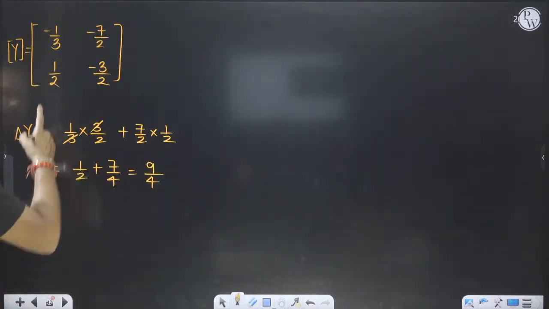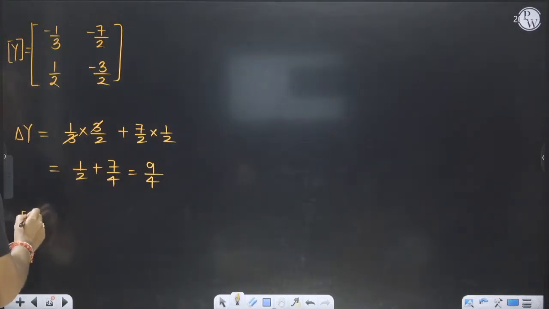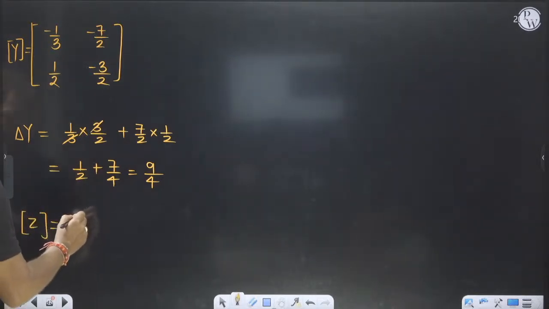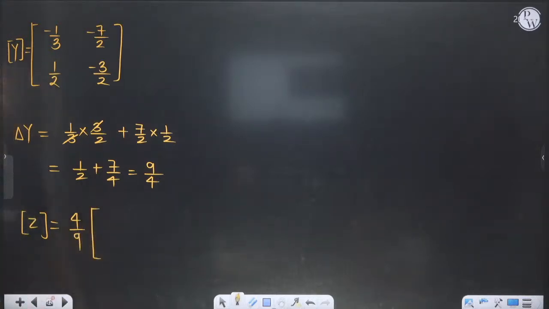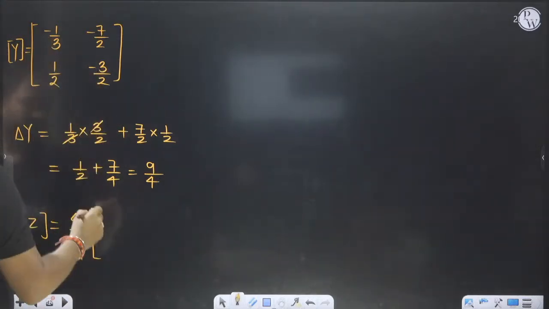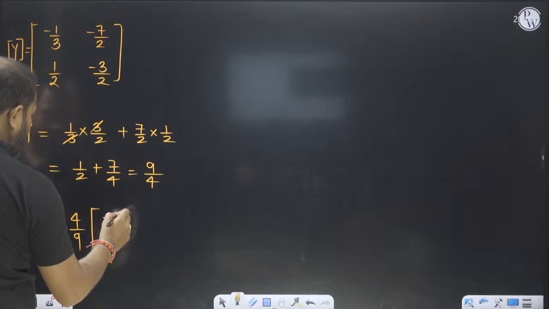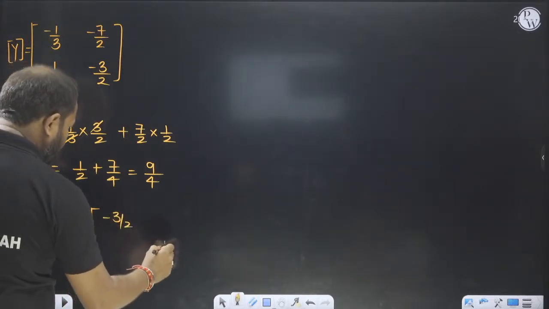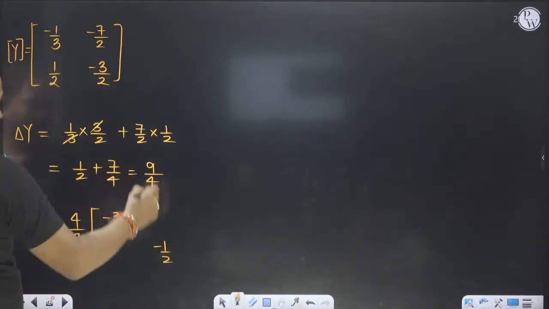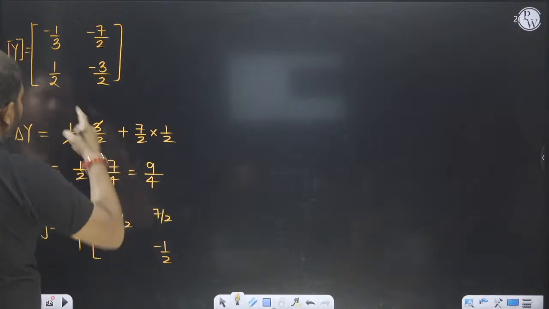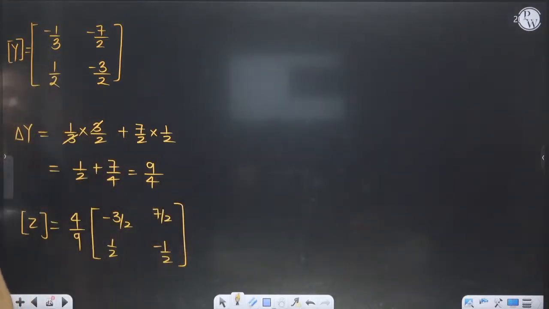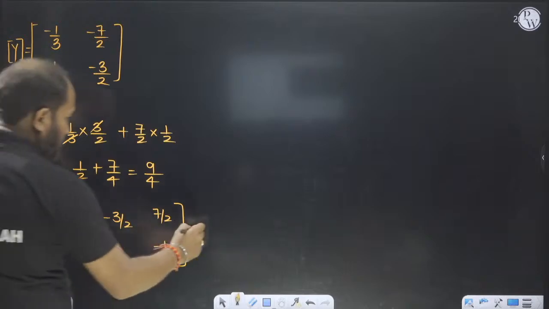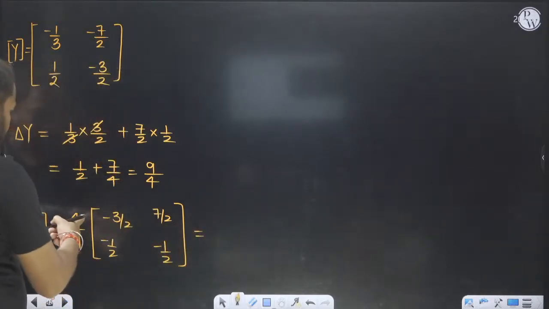Then we have Z equal to Y inverse. So 4 by 9, and for the inverse we interchange the diagonal entries and change signs of the others: minus 3 by 2, minus 1 by 2, and this one is 7 by 2 and 1 by 2. Just multiply and you will get the answer.